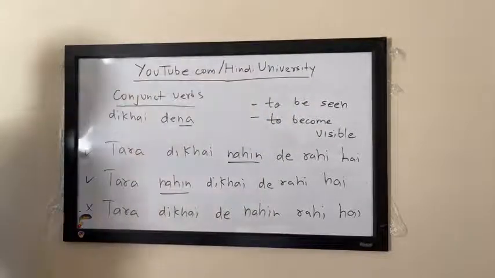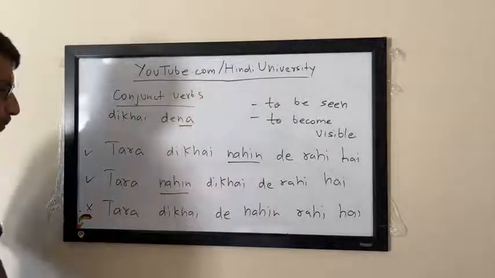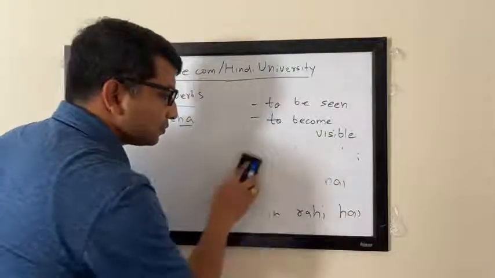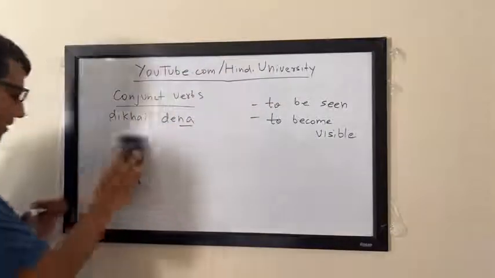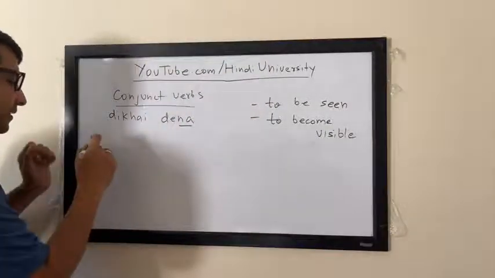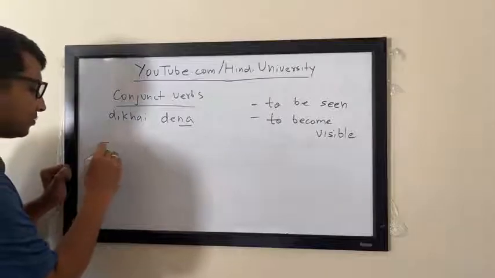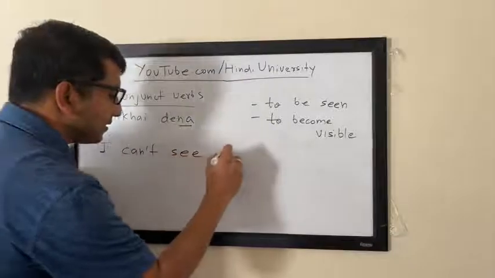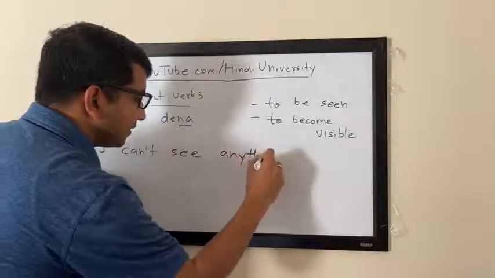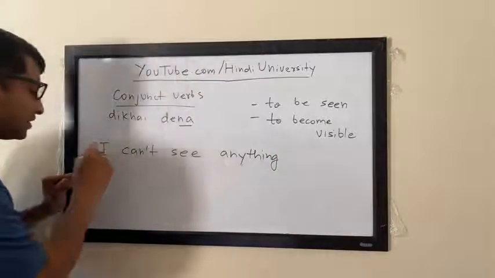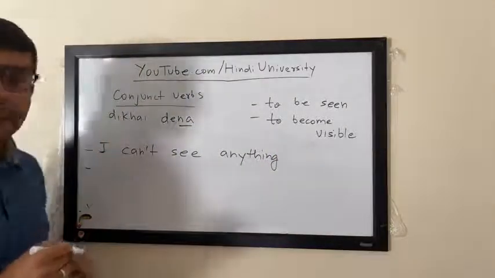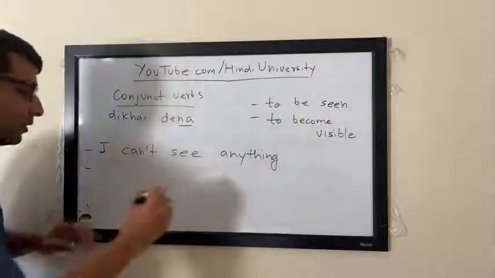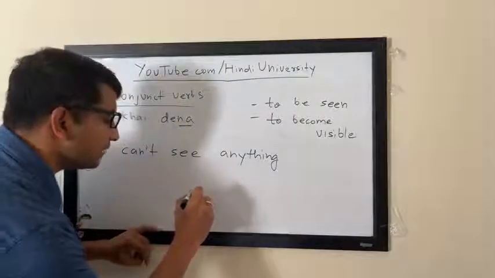Awesome. So that's a negative one. Let's say nothing is visible to you. I cannot see anything. So there are multiple ways to say that. One is you use the modals, which is sakna. The other one is you use dikhai dena as your conjunct verb. So using that pattern, what would you say?